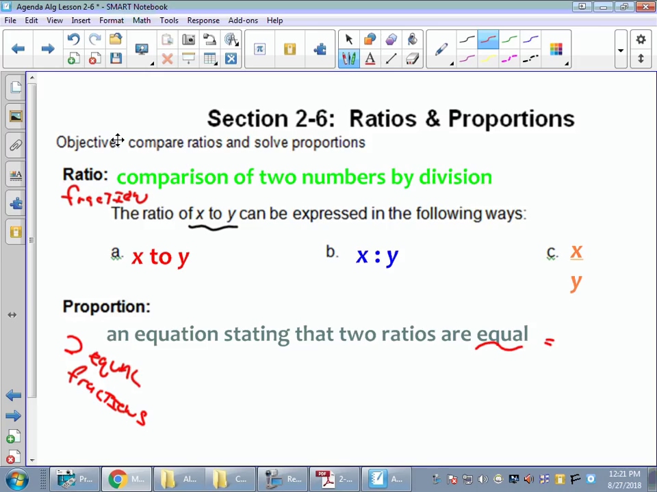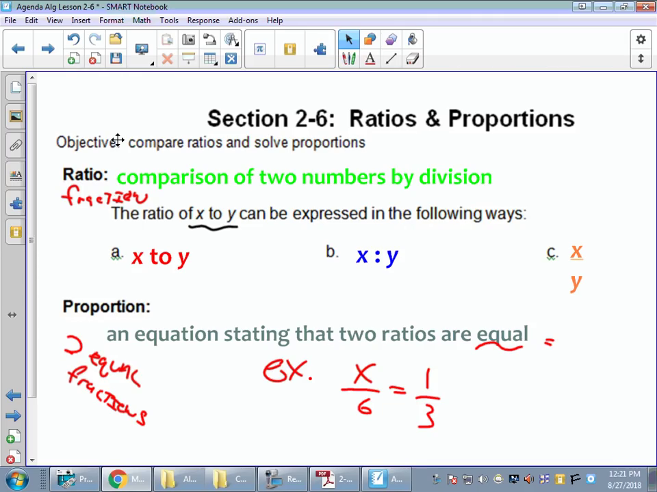Okay. So an example of a proportion would be, if we had, let's go with x over 6 equals 1 over 3. And you might be able to just figure that out on your own, but there are strategies we could use. Sometimes it's a little harder. You got to use a little extra work. But this would state that these two fractions are equal, and we'd have to solve for x. That's what we're going to be doing today.